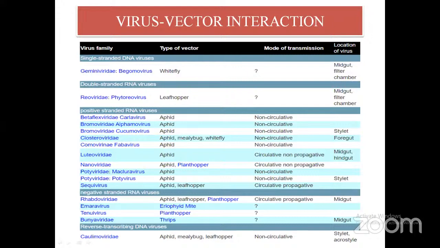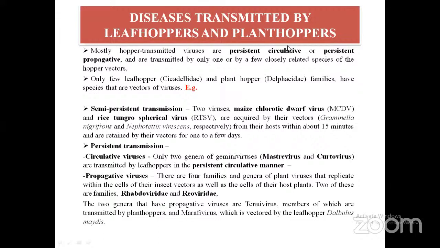Diseases caused by leafhoppers and planthoppers. Now we will take up step by step some of the important insect vectors, and we are starting with the leafhoppers and the planthoppers. Mostly hopper-transmitted viruses are persistent circulative or persistent propagative. So it is very clear that there is no non-persistent method. The two methods which are there are the persistent ones only, and they are transmitted by only one or a few closely related species of the hopper vectors.